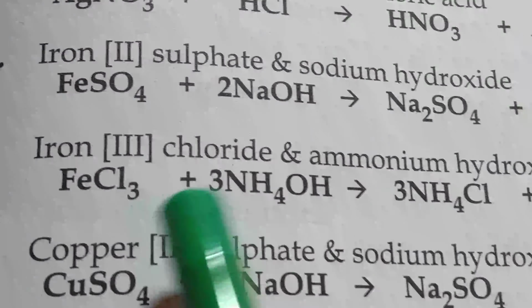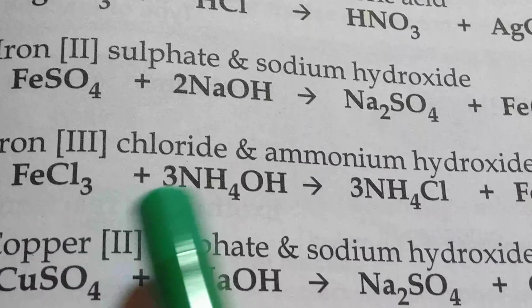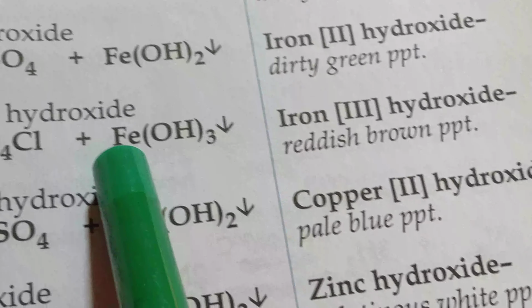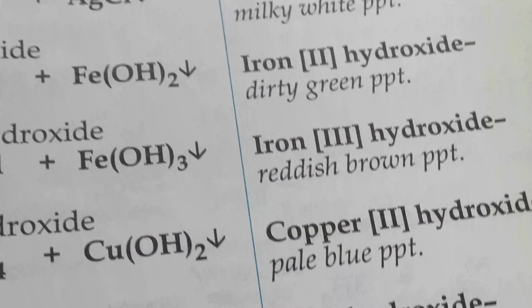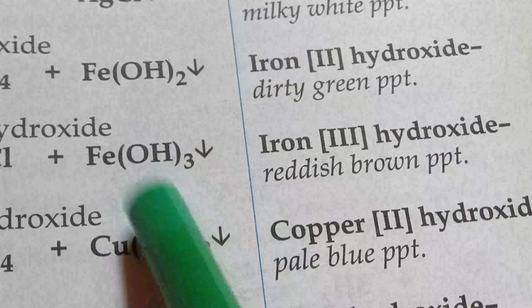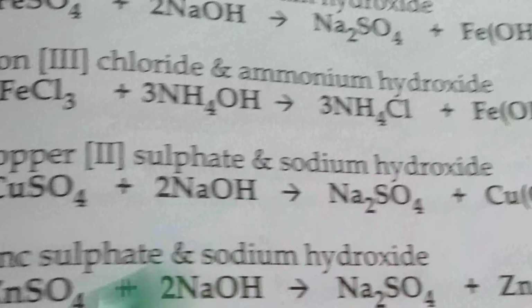Next, iron 3 chloride and ammonium hydroxide. FeCl3 plus 3NH4OH, what is produced? Ammonium chloride plus iron hydroxide. Reddish brown precipitate. So the down arrow as well as the color denotes the formation of a precipitate.